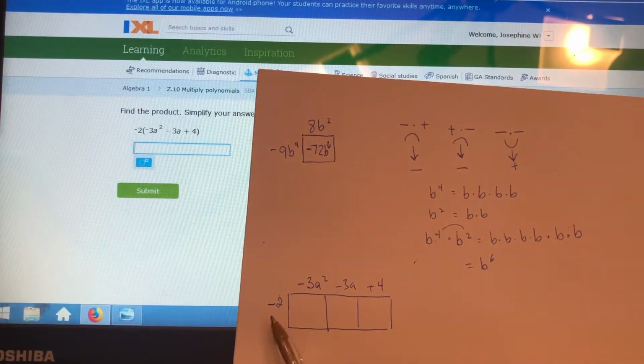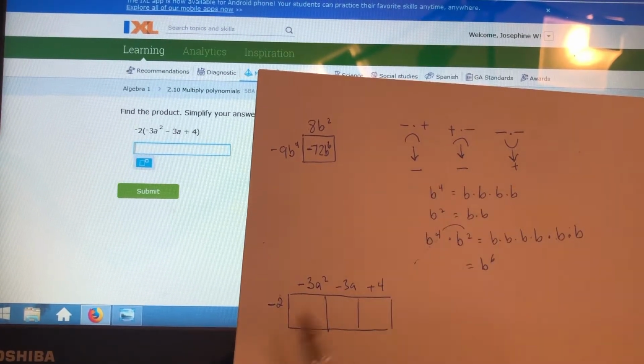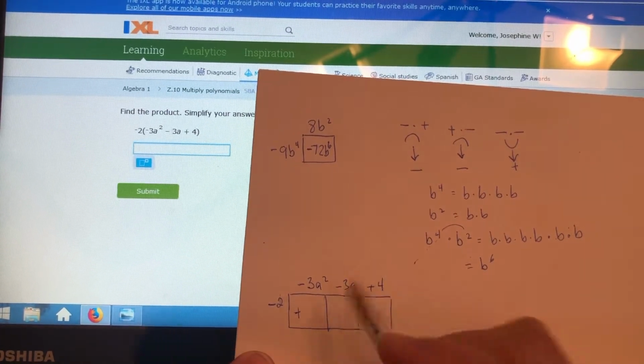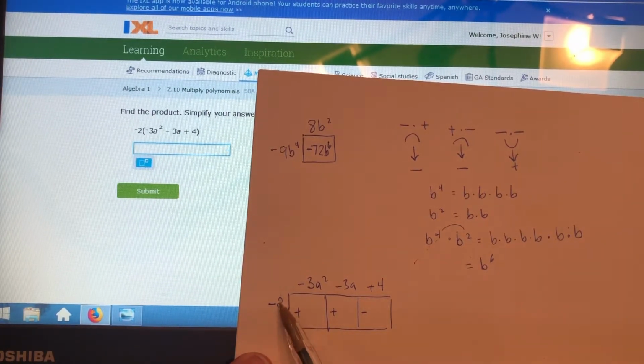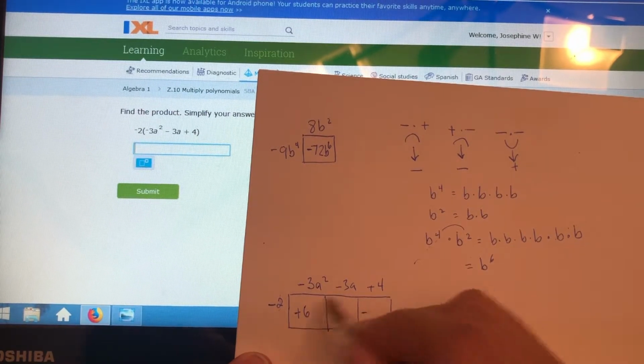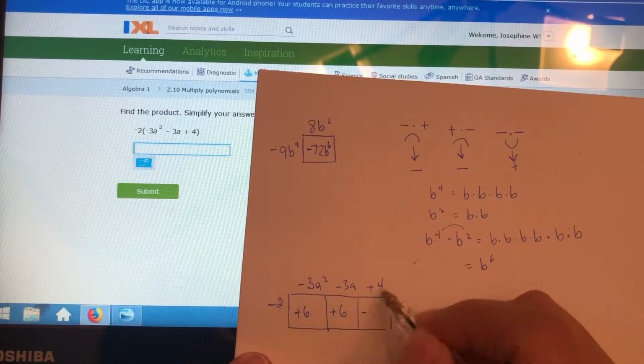And again, you multiply one thing at a time. So we're going to do all my signs first so I don't get mistaken. A negative times a negative will give me a positive. A negative and a negative will give me a positive. A negative and a positive will give me a negative. Then I'm going to do my numbers. So 2 times 3 is 6. 2 times 3 is 6. 2 times 4 is 8.